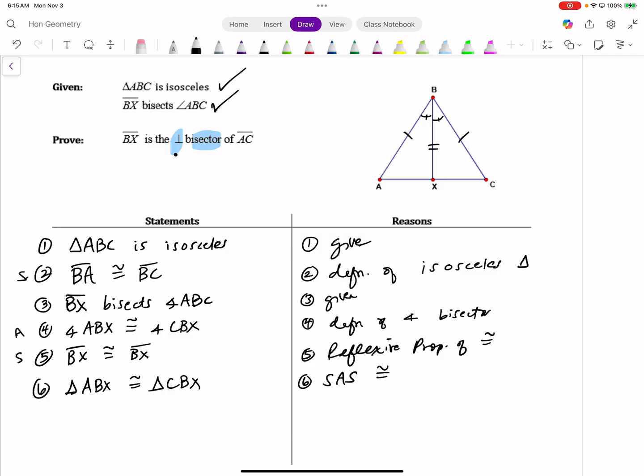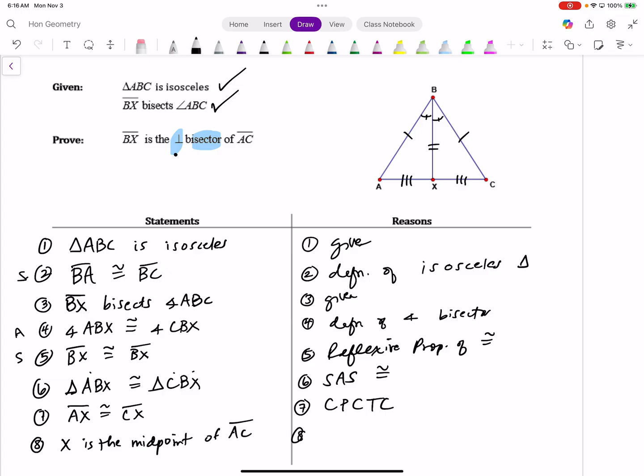Okay, so what do we want to do next? Let's do the bisector part. I know that this is congruent to this. So I know that AX is congruent to CX, because corresponding parts of congruent triangles are congruent. Now, because AX is congruent to CX, that means X is the midpoint of AC, because that's the definition of a midpoint. Okay.